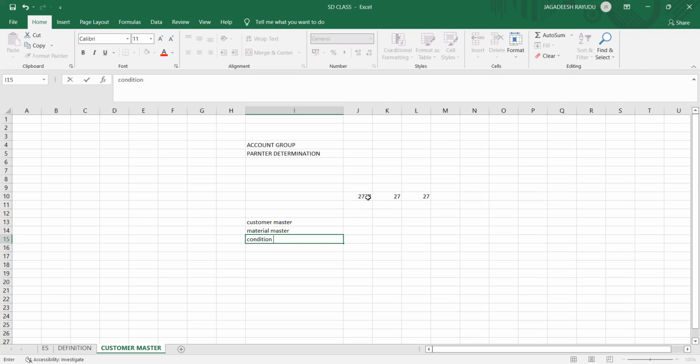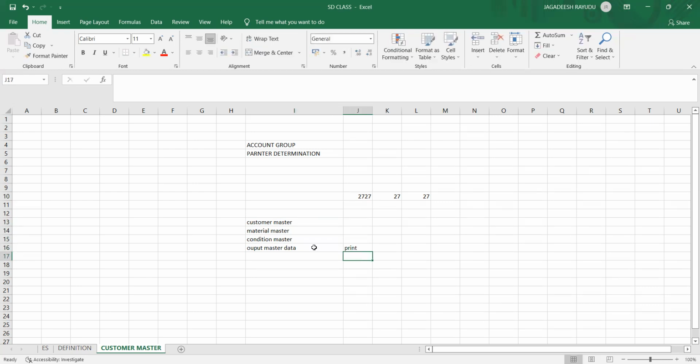Next one is condition master data. It is again SD master data. And we have one more master data, output master data. These are the 4 master data. In the coming days, first we see customer master data and material master data. Once we are able to create a sales order, as part of that, we are going to see condition master data also. Output master data, after some time we'll see output.